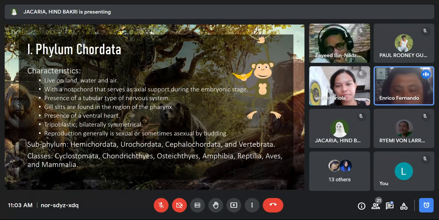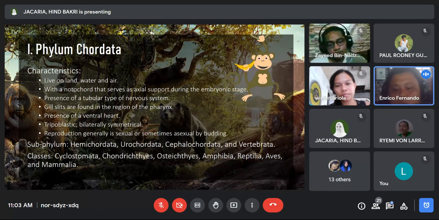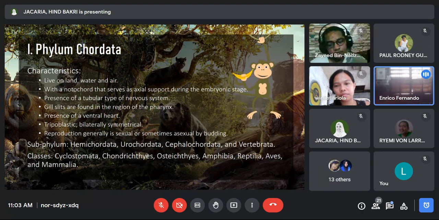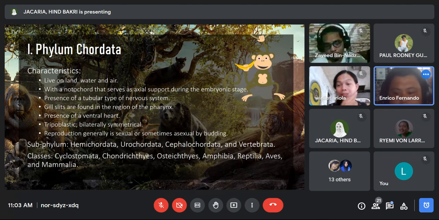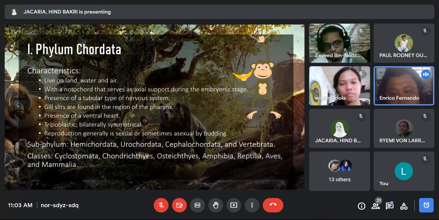Yung sa Amphibia naman, ito yung mga cold-blooded vertebrates, which yung example niya is yung frogs, usually yun yung general example sa Amphibia. Yung sa fifth one is yung sa Reptilia. Ito yung mga air-breathing vertebrates. Yung example niya yung lizards.